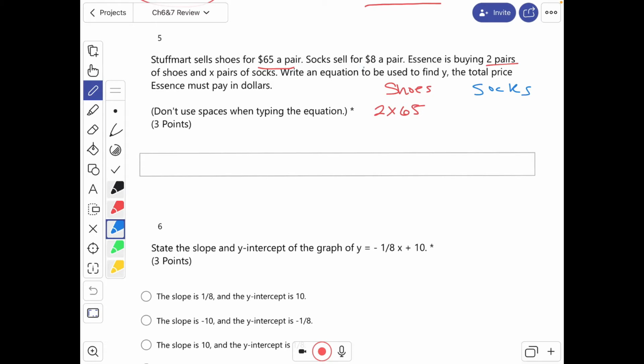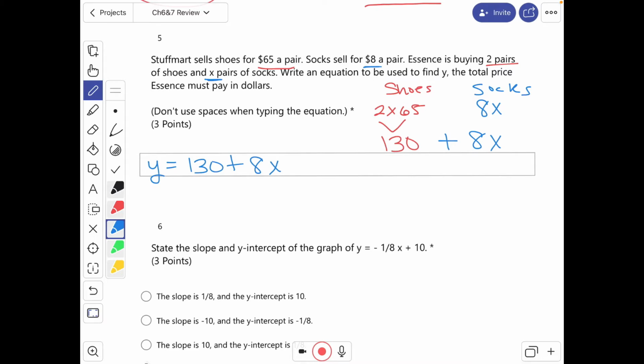Then it says she's going to buy the socks. And it doesn't say how many pairs of socks. It just says x. So then that would be 8 times x. Let's go ahead and work out what they gave us. They gave us the 2 times 65, so let's work that out. 2 times 65 is 130. So 130 plus 8 times x for the socks. There's our equation. y equals 130 plus 8x.